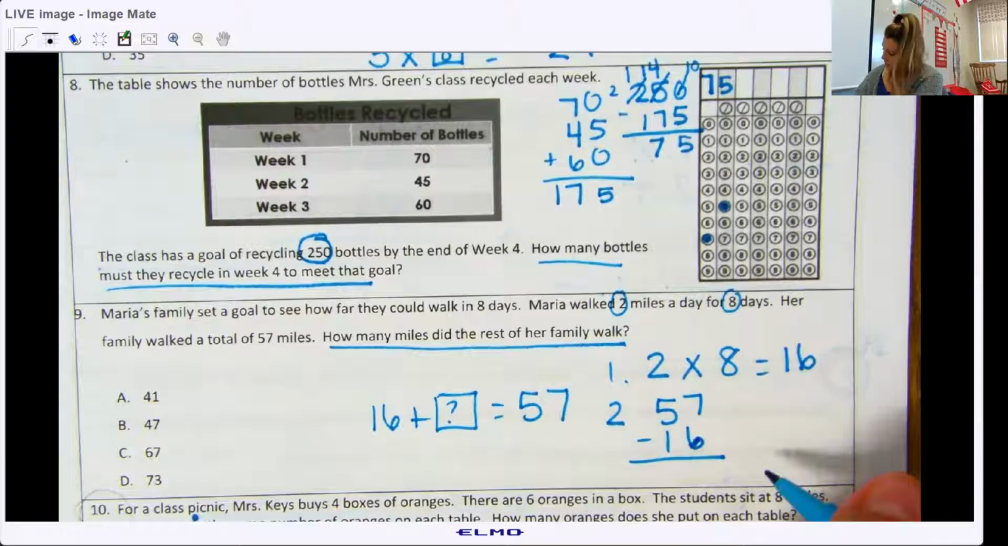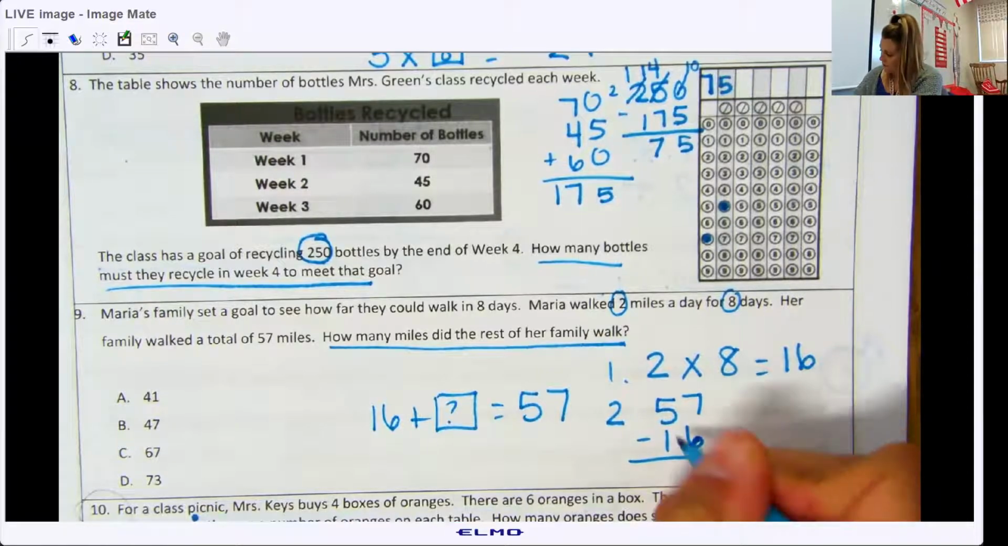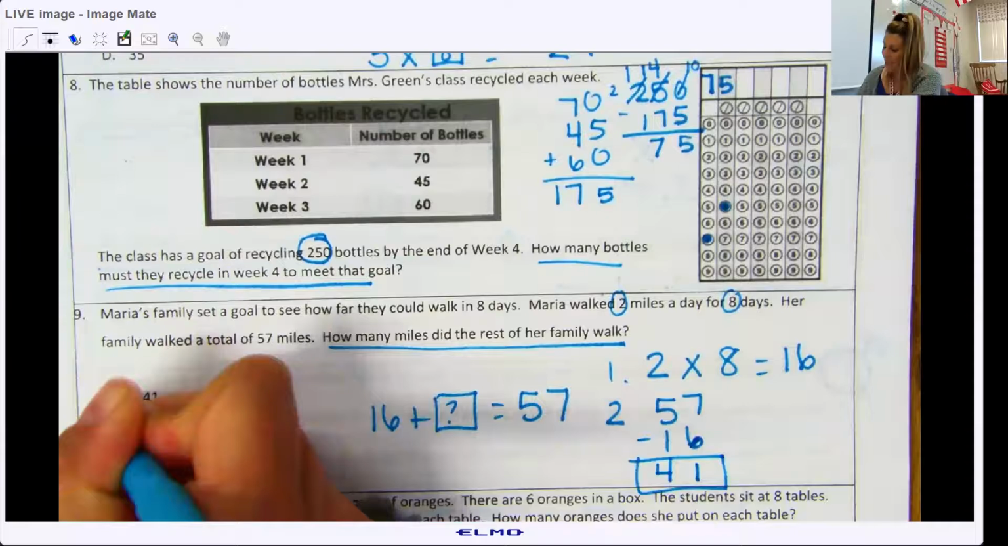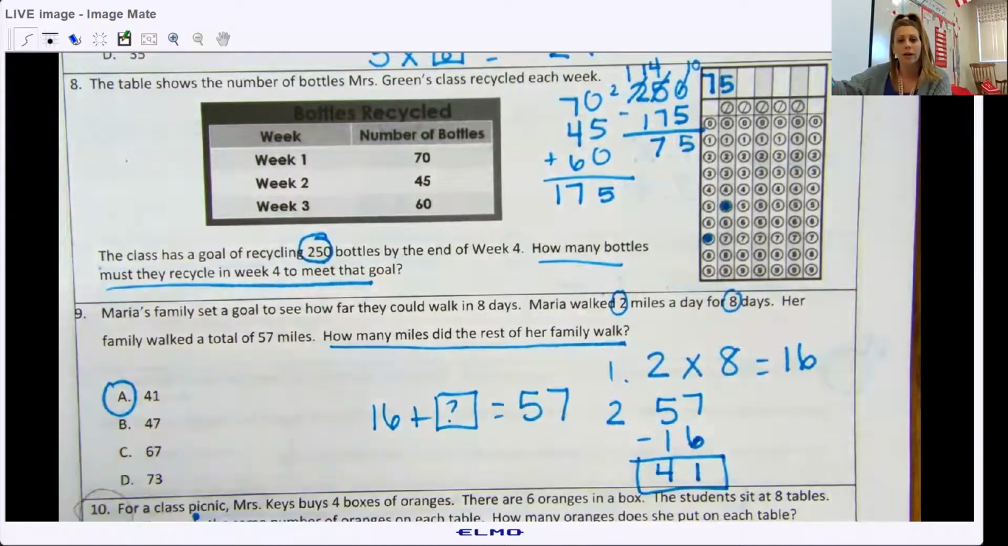7 minus 6 equals 1. 5 minus 1 equals 4. You should have gotten a 41.